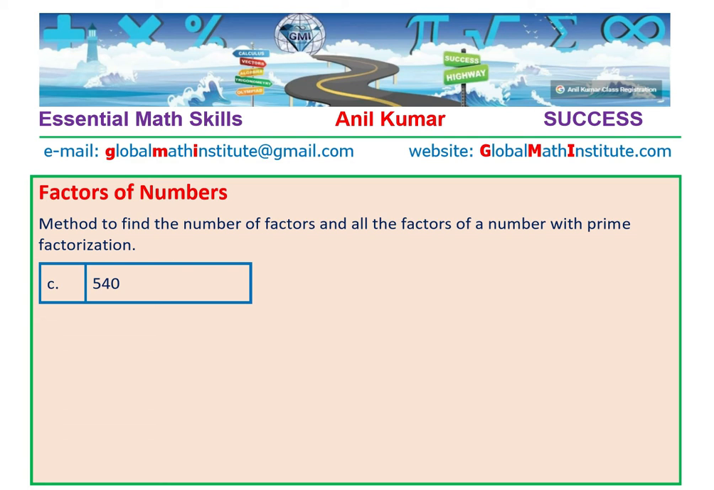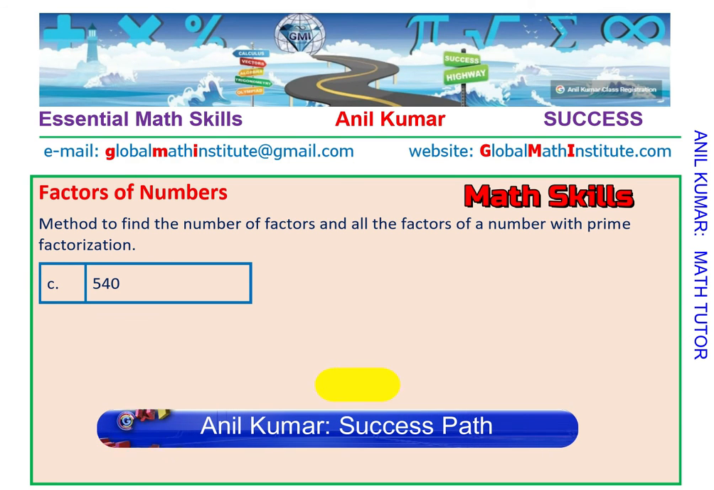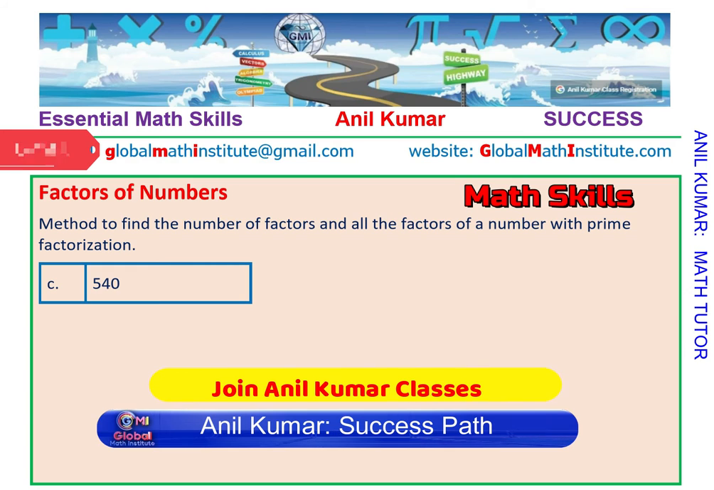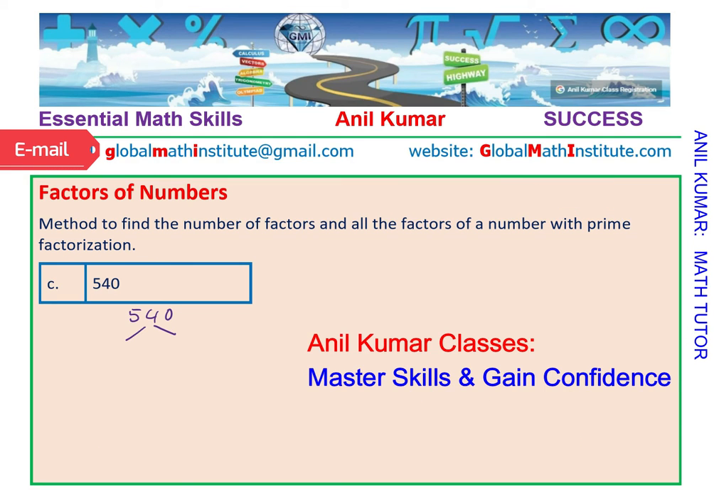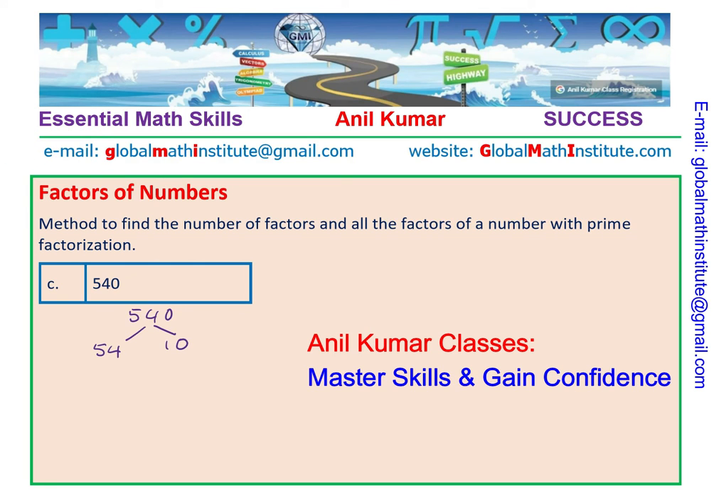So I purposely took a big number because now if you make the rainbow tree, you may miss out on some numbers, correct? Great. Let's now figure out how we do prime factorization for a number like 540. So what I will do is first divide it by big numbers and then split them. So 540, we can say 54 times 10. I know these are not prime numbers, but we can split them further into prime numbers.